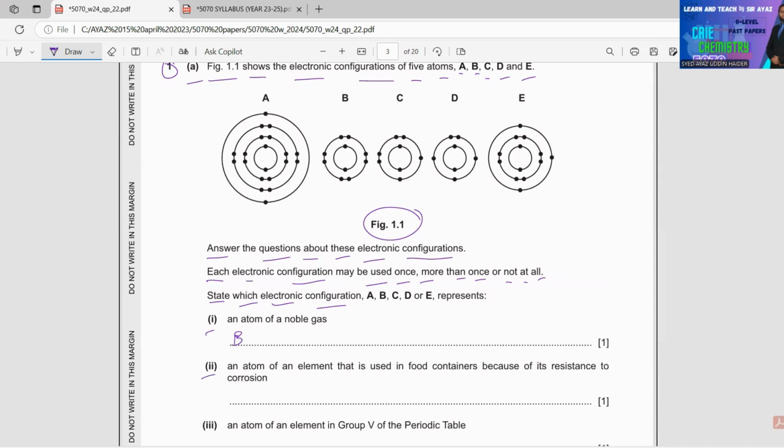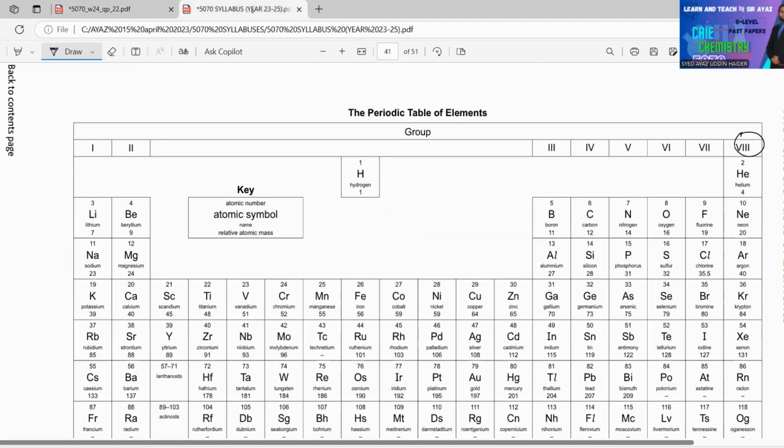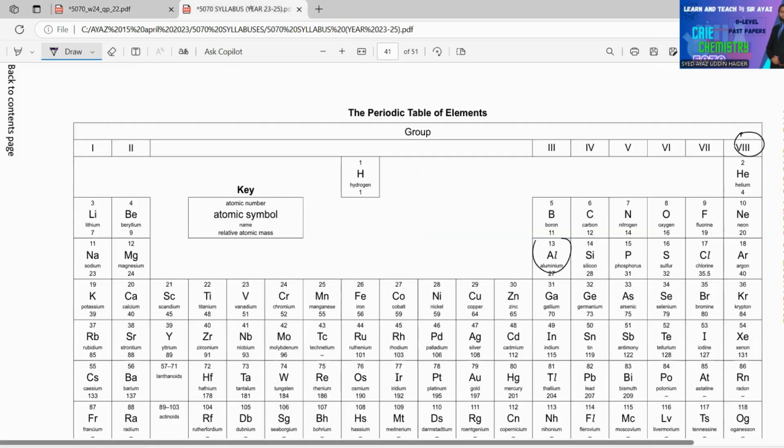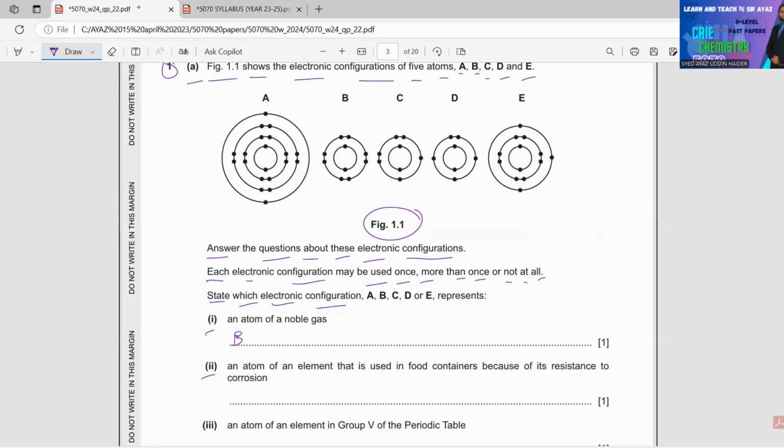Number 2, an atom of an element that is used in food containers because of its resistance to corrosion. If you look at the periodic table, here's aluminum. Aluminum is used in food containers because it forms a protective oxide layer which prevents its further reaction. The proton number of aluminum is 13, which means it has 3 valence electrons.